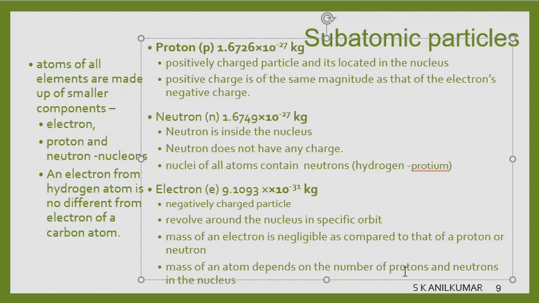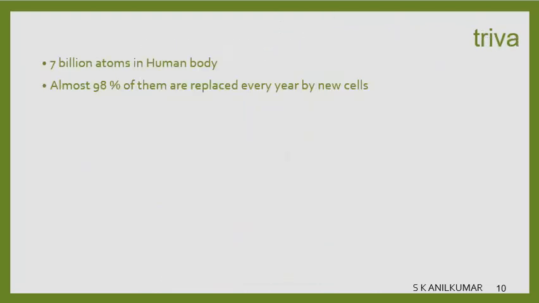Mass of an atom depends on the number of proton and neutron in the nucleus, and not on the electron. Why? Mass of electron is negligible. The difference is 10 power minus 27 and 10 power minus 31. That is a difference in weight, 10 power minus 4, which means 1 by 10,000.